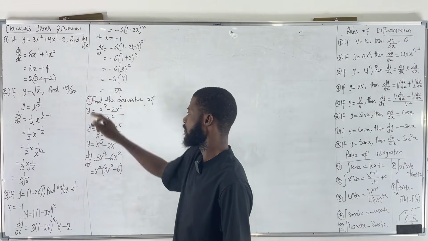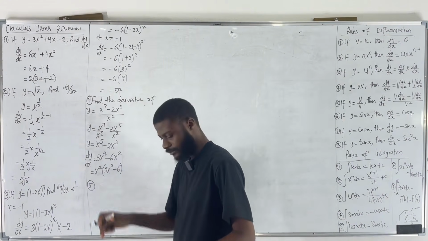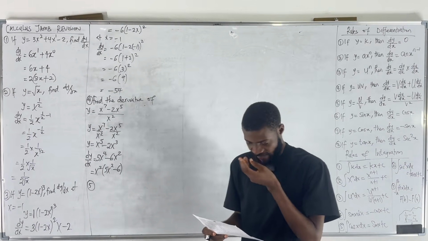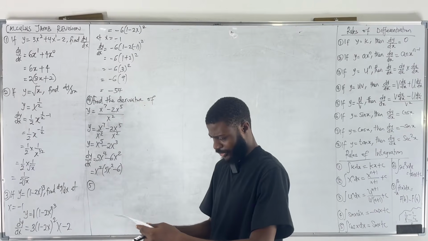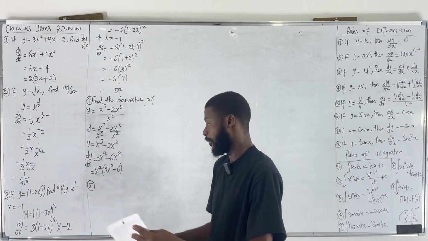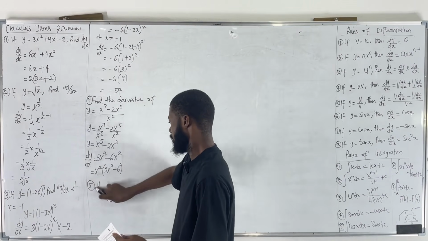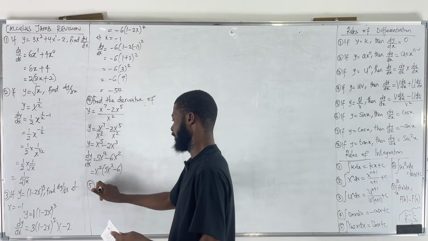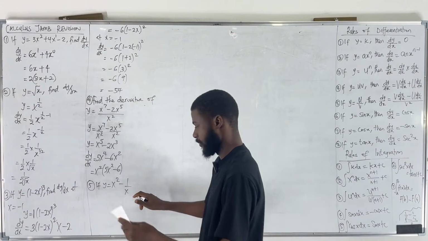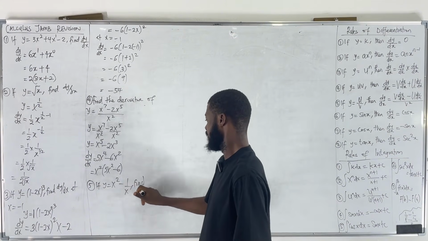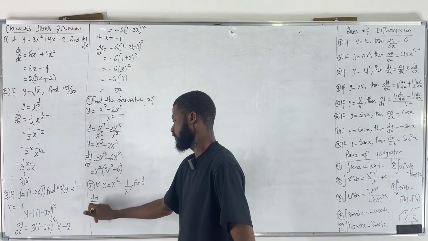So that's number 4. Number 5. Question number 5. I think I wrote this somewhere. Oh, so if y is equal to x squared minus 1 over x, find dy/dx.